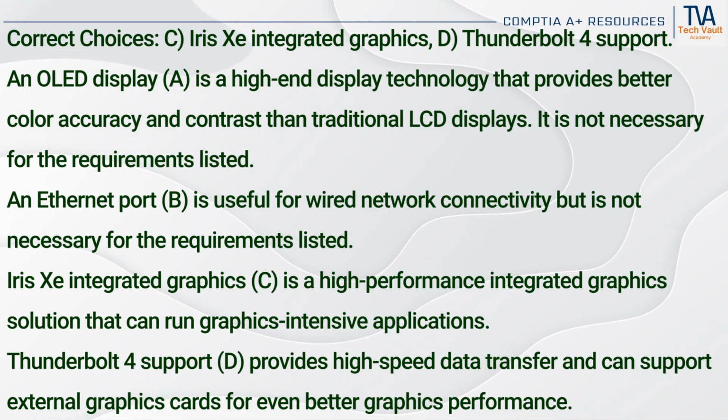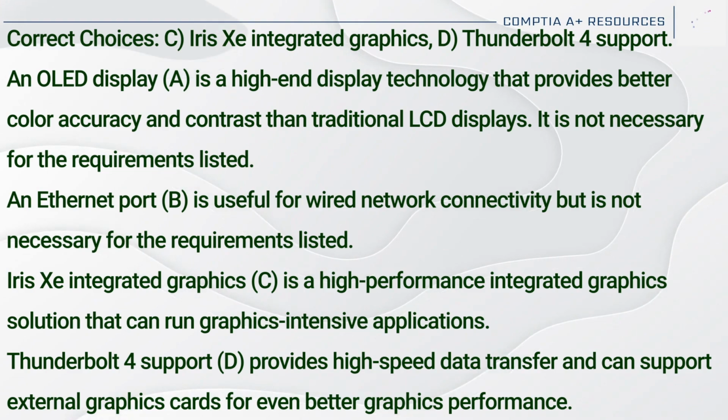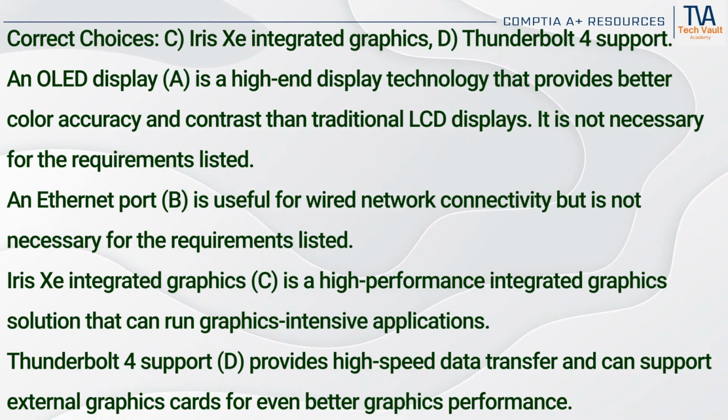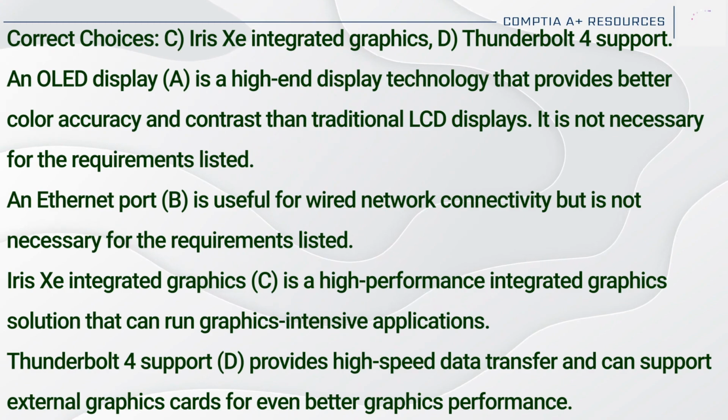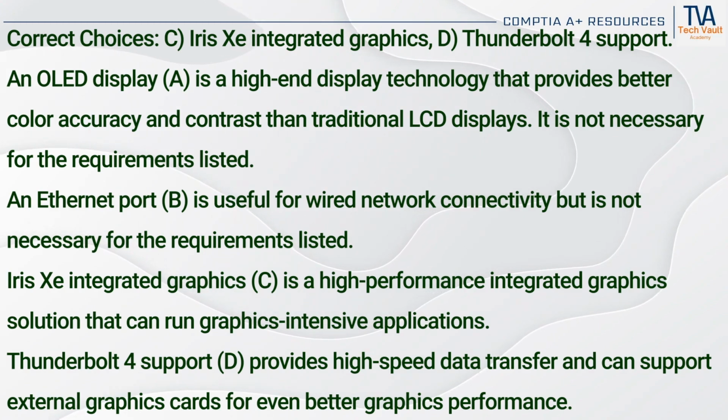Iris Xe integrated graphics, C, is a high-performance integrated graphics solution that can run graphics-intensive applications. Thunderbolt 4 support, D, provides high-speed data transfer and can support external graphics cards for even better graphics performance.